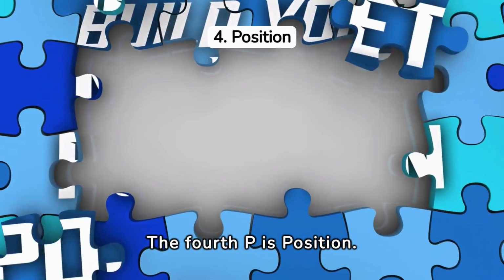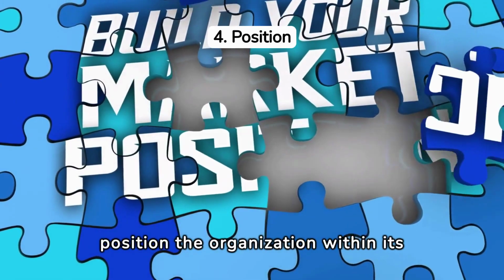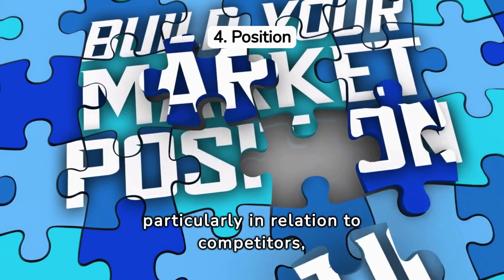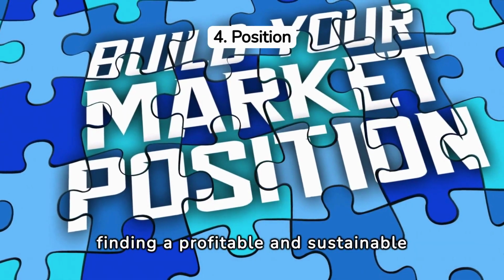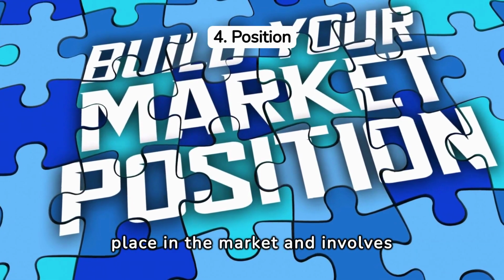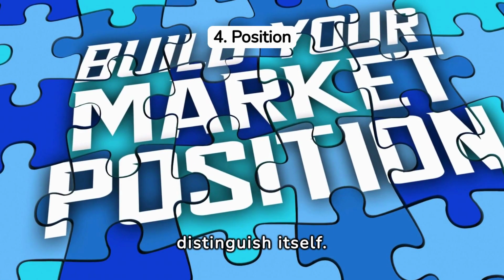The fourth P is position. This perspective views strategy as the means to position the organization within its external environment, particularly in relation to competitors, markets, and customers. It's about finding a profitable and sustainable place in the market and involves analyzing the competitive landscape and determining how the organization can distinguish itself.